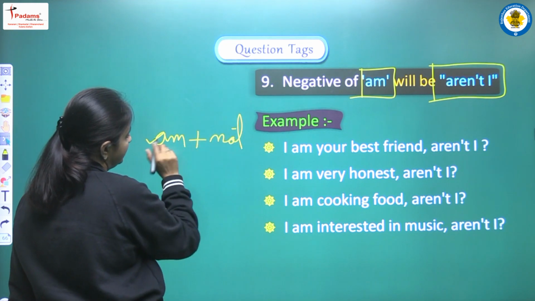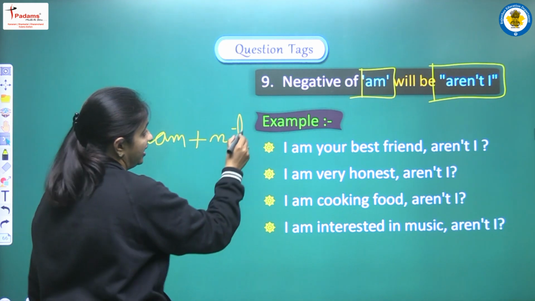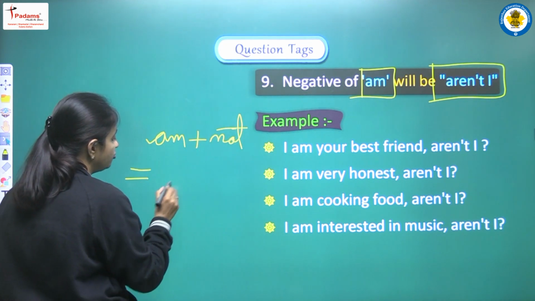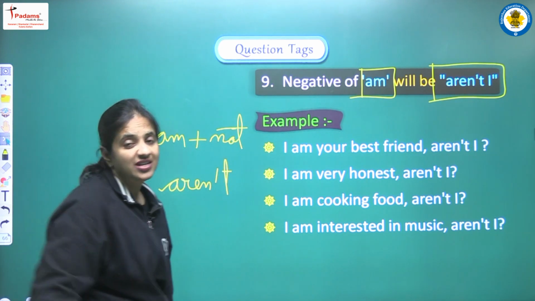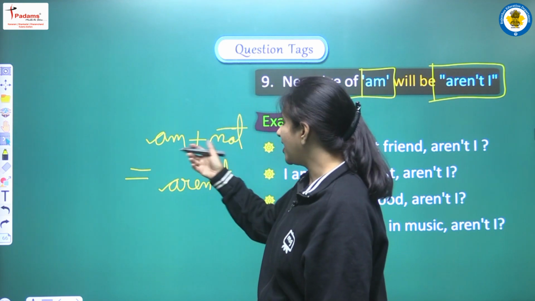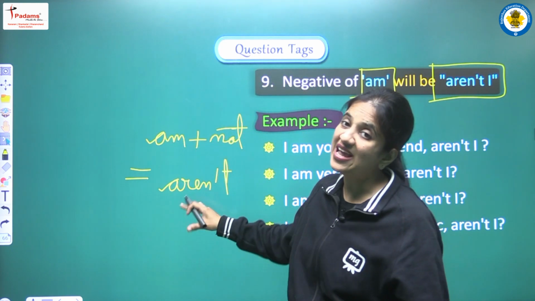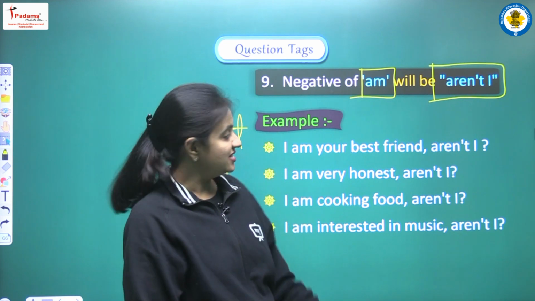If we have to write am in a negative question tag, then am plus not will be aren't. Always and always it will be aren't. We cannot write amn't, but it will always be aren't I. So let's see some of the examples.